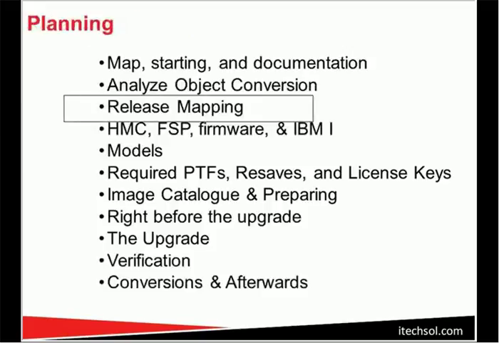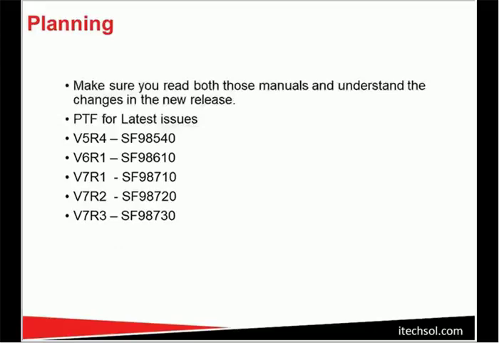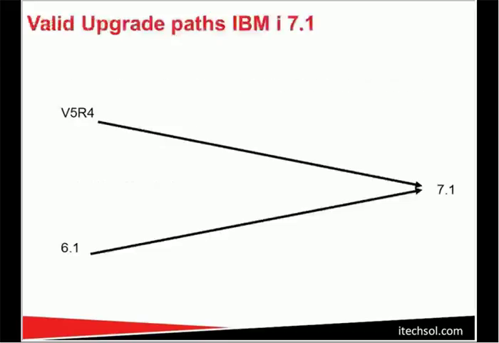Next thing we'll cover is release mapping. We want to do some release mapping. We also want to do some planning. So these are the preventive service and planning documents that you'll want to get. They're called PSP, and you could just Google search them. You could do a send PTF order. So if I'm going to 7.3, I'll just look for SF98730, and I'll show you what's in there a little later. But this is part of our planning because it has some information that may not have been in the books. So this may be some later updated information that you want to read.